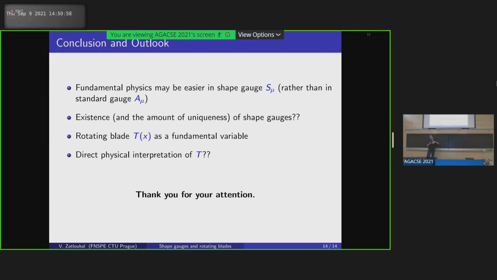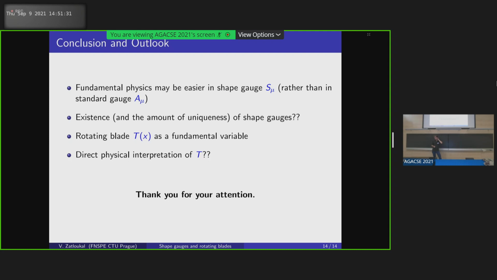Although one has to put some extra dimensions in, some other things simplify. The question about the existence of shape gauges for any given standard gauge is what we are working on, to nail it down rigorously. This is analogous to the question of embedding a Riemannian manifold. So it is a more general question: embedding vector bundles inside bigger vector bundles.